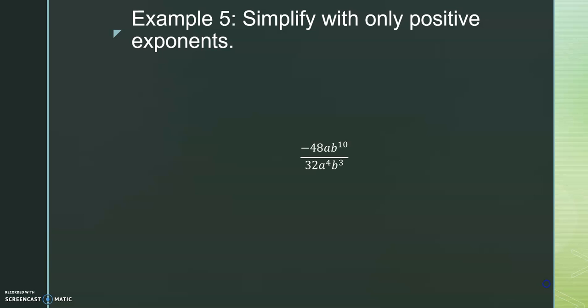Example 5. Negative 48ab to the 10th divided by 32a to the fourth, b to the third. 16 divides evenly into both 48 and 32. Our a's, we will have 3 in the denominator. Our b's, we will have 7 in the numerator. Negative 3b to the seventh divided by 2a to the third.